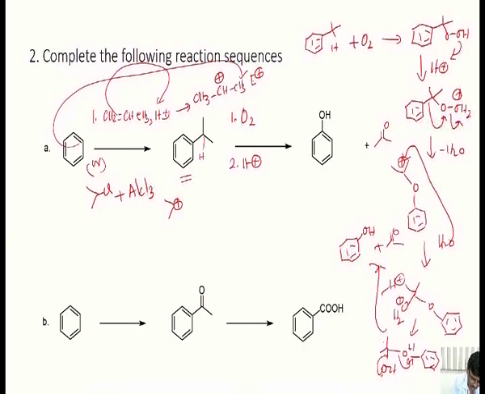Alternatively, if we have the isopropyl chloride, we can also react it with a Lewis acid like aluminum chloride, and you will be able to form the isopropyl cation and aluminum tetrachloride, which can act as electrophile, which can undergo reaction with the benzene ring to give the cumene, which can be further reacted as we have seen earlier to give phenol and acetone as the product. This is known as Friedel-Crafts alkylation.